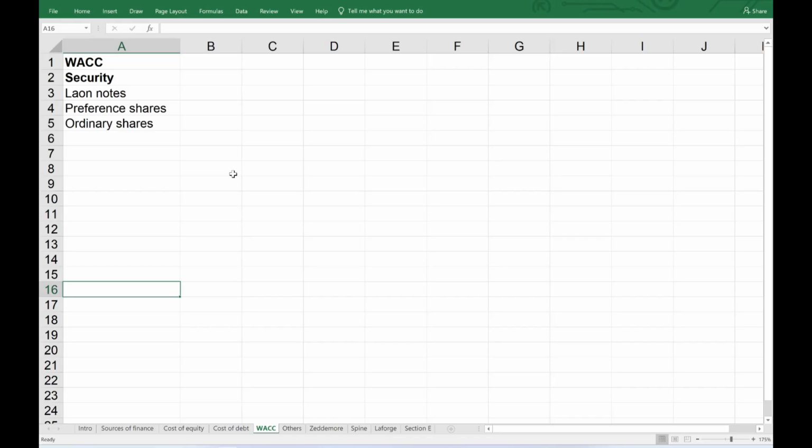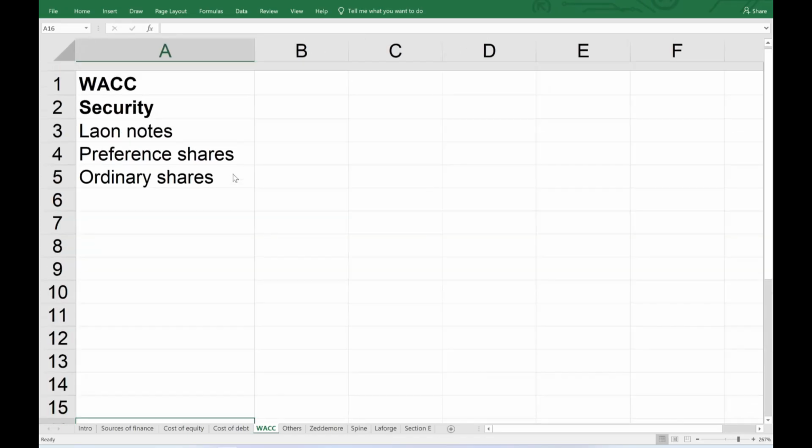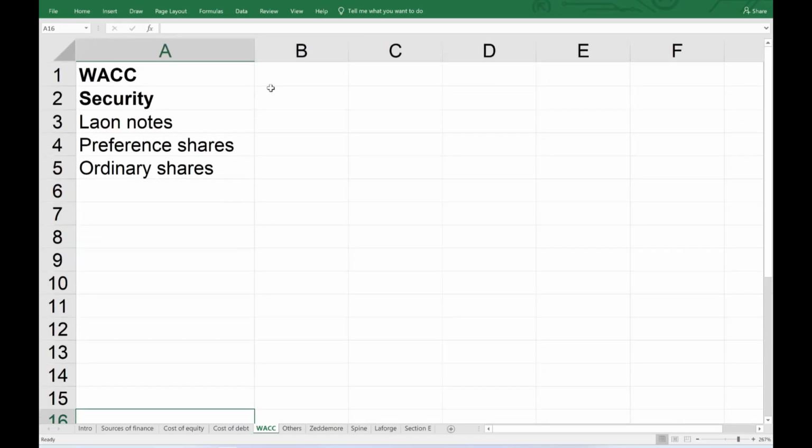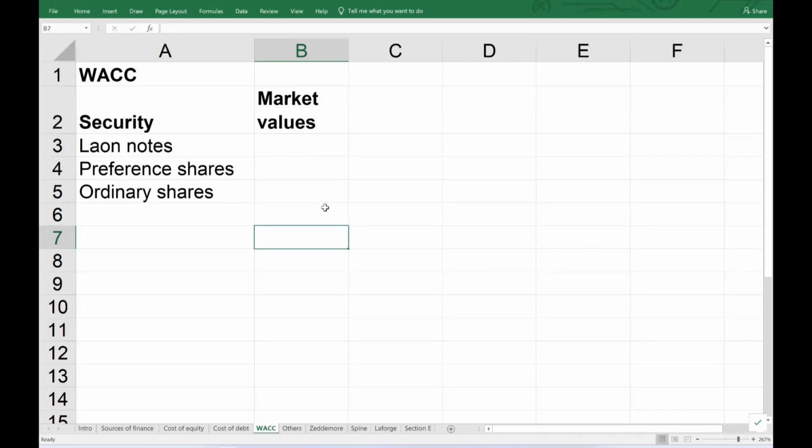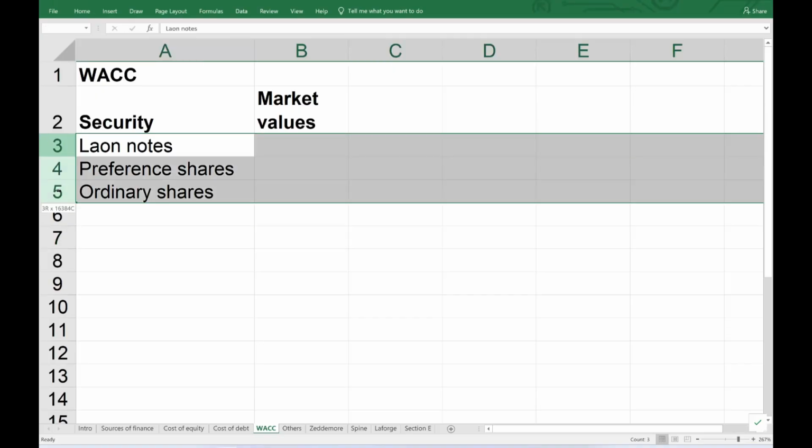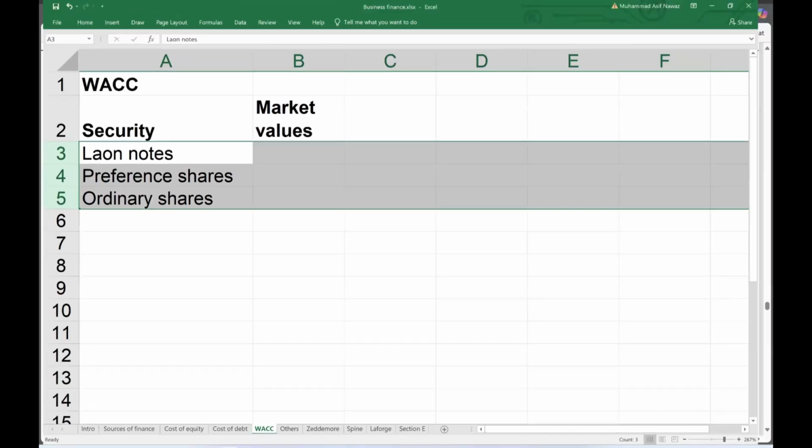So what we have to find, first of all, the first thing I have to find out is their market values. Okay, sometimes they will provide you the market values, sometimes he will not provide you the market values, and we have to find out. Look, let me show you here in the question.